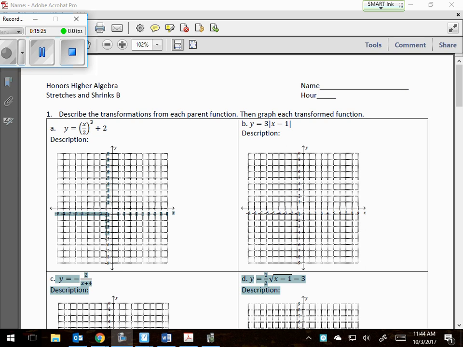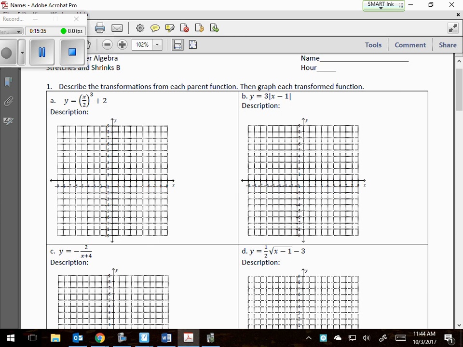Okay, so the assignment's Honors Higher Algebra, Stretches and Shrinks B. Now, this first one is kind of a more normal question. It's just describe the transformations, then graph it. All right, so let's do A here together. Describe what happened. Right away they start with something weird. I'm supposed to start on the inside. That's a divided by 2 on the inside.